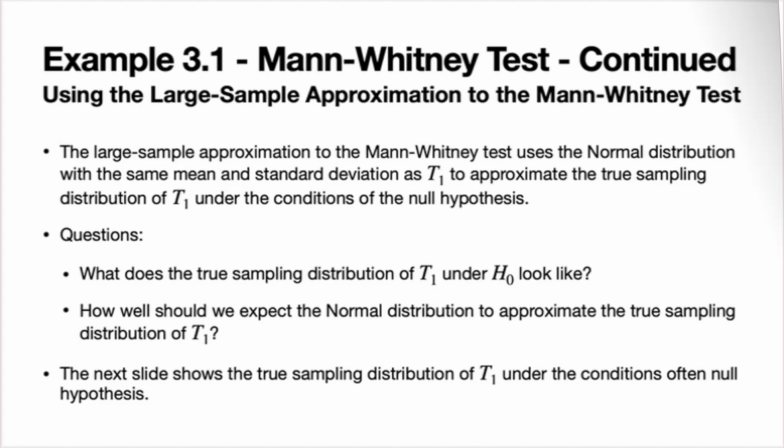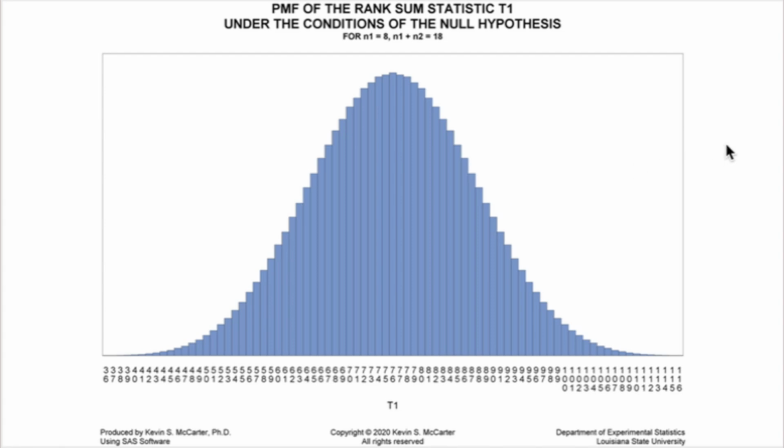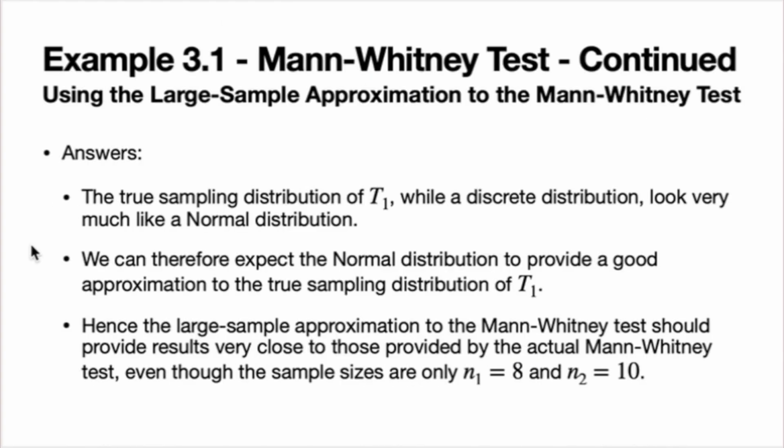And here it is. This is the true sampling distribution of T1 for this situation under the conditions of the null hypothesis. Take a look at that graph. Now, if we superimpose a continuous normal distribution on top of that, they're going to look very similar, aren't they? And so that is the reason we can utilize this procedure. So the true sampling distribution of T1, while it's a discrete distribution, looks very similar to a normal distribution.